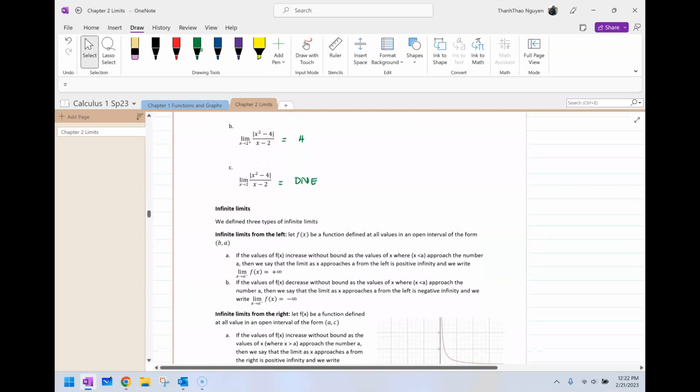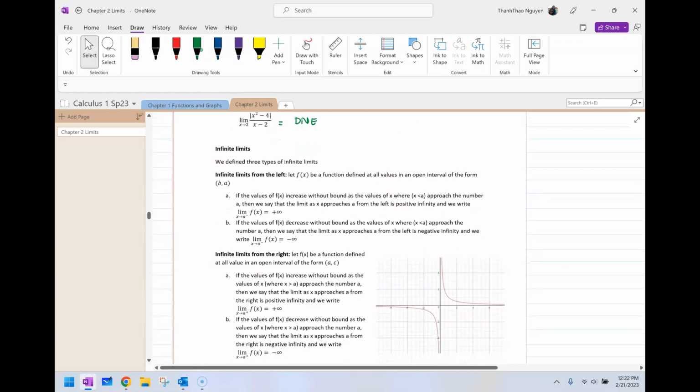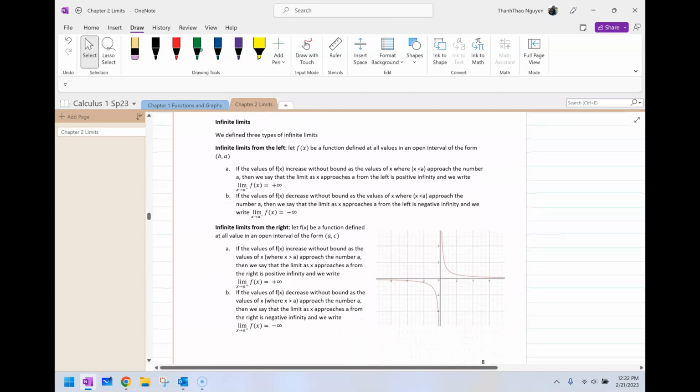Well, let's talk about the infinite limit. We define 3 types of infinite limit. Infinite limit from the left of f of x. Let f of x be a function defined at all values on an open interval of the form (b, a). If the value of f is increasing without bound as the value of x, where x less than a, approaches the number a, then we say that the limit as x approaches a from the left is positive infinity, and write the limit as x approaches a from the left of f of x equals positive infinity.